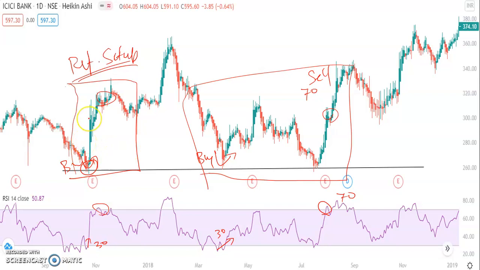If you have a reference setup, that gives you a high probable trade. So we have multiple confirmations. On the trend line we have one confirmation, on the RSI we have two confirmations, on the reference setup we have a third confirmation. So with multiple confirmations we have a very high probable trade in the market.